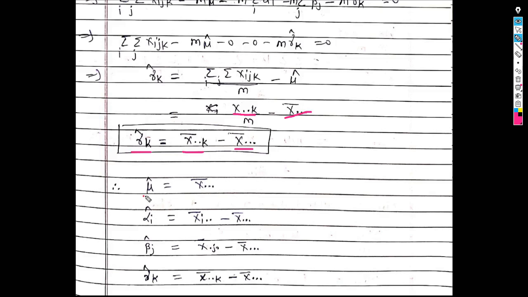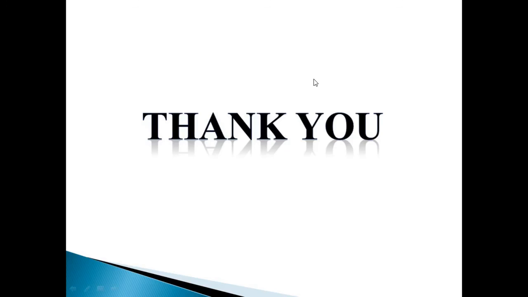So in this way, mu hat is the grand mean; alpha i hat, the estimate for the ith row effect, is the ith row mean minus the grand mean; beta j hat, the estimate for the jth column effect, is x dot j dot bar minus x dot dot dot bar; and gamma k hat, the estimate for the kth treatment effect, is the kth treatment mean minus the grand mean. So in this way we get estimates for the parameters of the LST model. Thank you.